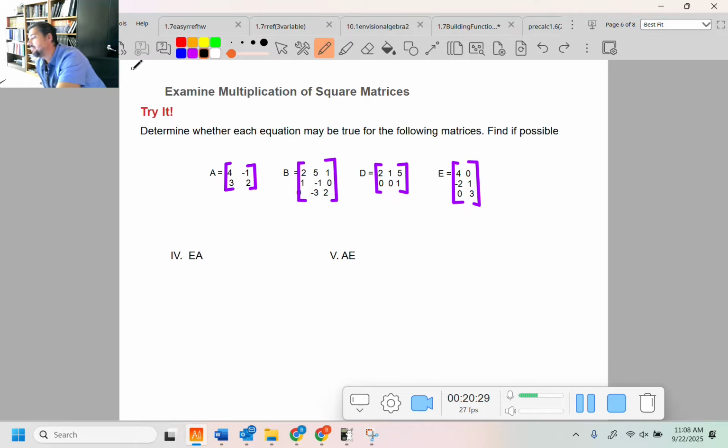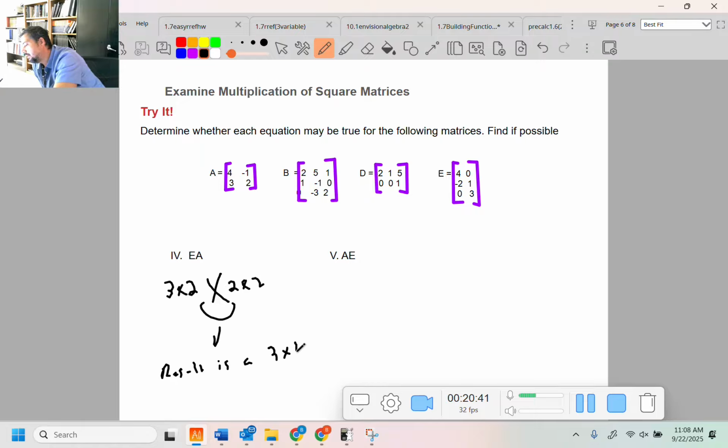All right, more try-its. Determine whether each equation may be true for the following matrices. Find if possible. So we're supposed to do E times A and A times E. So E times A is where we take a 3 by 2 and we multiply it by A, which is a 2 by 2. The insides work, that's checked. The result is a 3 by 2. And order is so important. We're going to have 3 rows and 2 columns. So we're doing E times A.